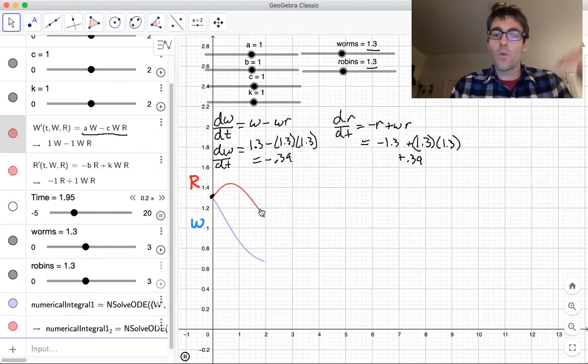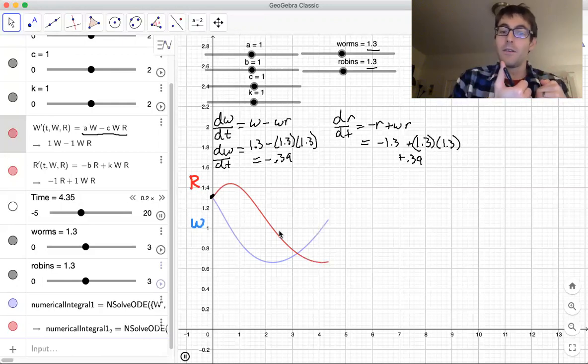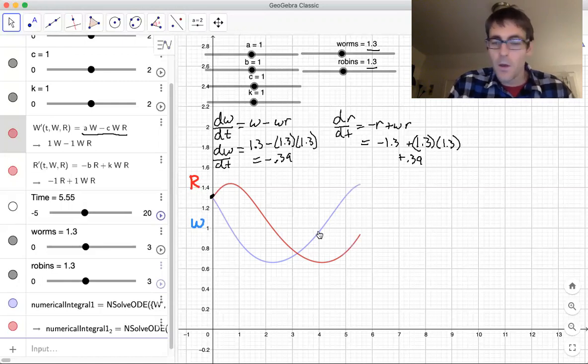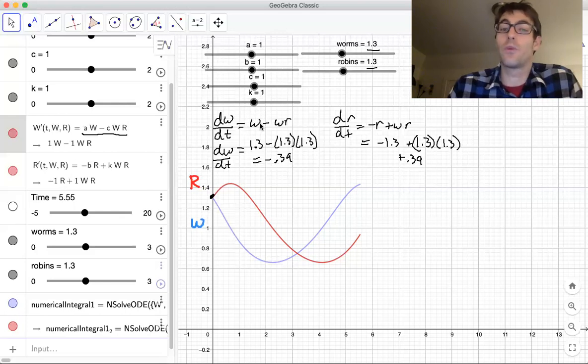We'll see that while the robin population is declining, that actually ends up being a good thing for the worms. They're going to start rebounding as well. When the robin population's low, I'm going to pause it there for a second. When we're talking about this area of the worm population, going from their bottom up to here, this actually looks a lot like an exponential growth. That's because in the dW/dt part, because worms is so small, because the robin count is so small, the general effect is that it's an exponential growth with just this W term.